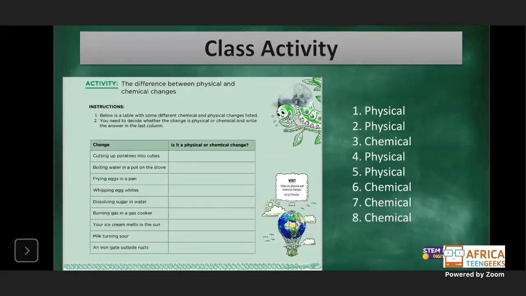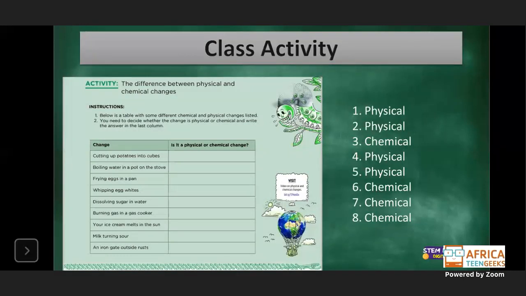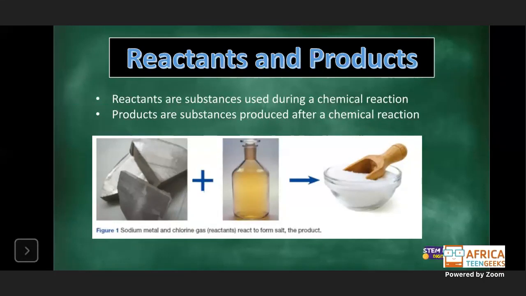All right, beautiful guys. So that is indeed a chemical change, right? Because the metal is basically reacting with the oxygen outside. All right. Okay, then we can continue. Let us look at reactants and products. So guys, from here, we can basically differentiate between physical changes and chemical changes that take place, all right?